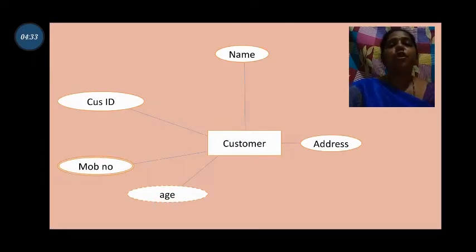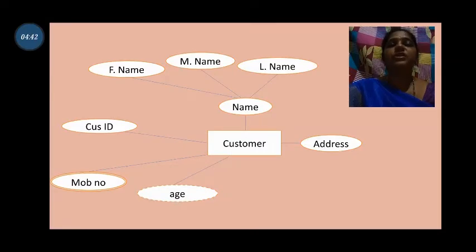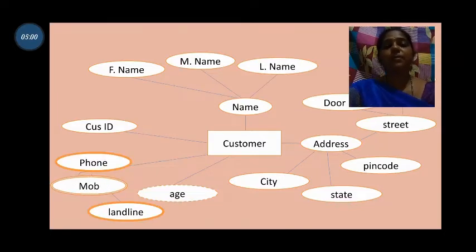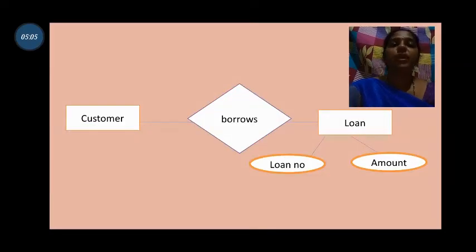So this is an example for composite attributes, multi-valued attributes and derived attributes. Here we have the entity customer with certain attributes, and with the name we have first name, middle name, last name, which is composed of multiple values. And the next one is address. This is also composed of multiple values, that is city, state, pin code and street. And for the mobile number, it may be either a phone or a landline, and age is the derived attribute from another attribute. And the next one is borrows, a relationship between the two entities customer and loan, with the specified loan number and amount.